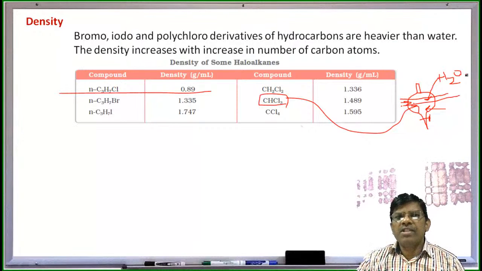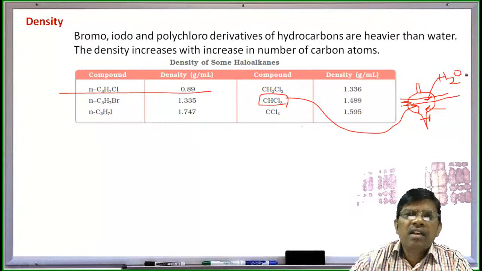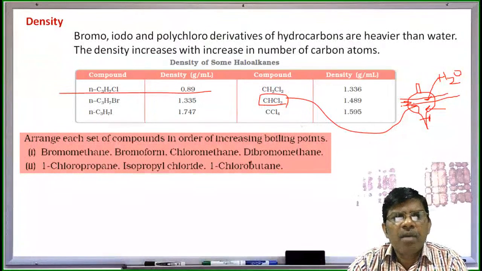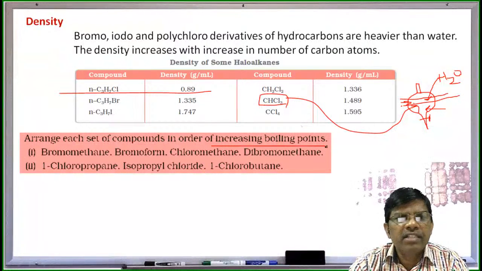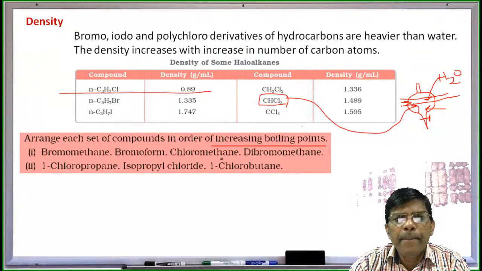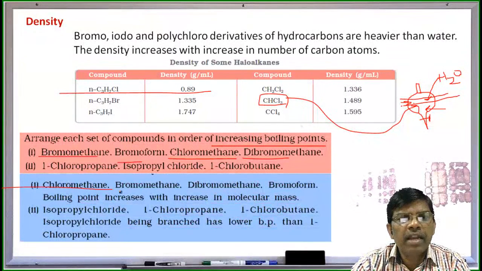So in organic chemistry, these are used as solvents for extracting the organic compounds which are in water. Right, students? Now arrange each set of compounds in order of increasing boiling points, just what I said. Bromoethane, bromoform, chloromethane, dibromomethane. Chloromethane will have the lowest boiling point, followed by bromomethane, then dibromomethane, and bromoform, which is nothing but tribromo.